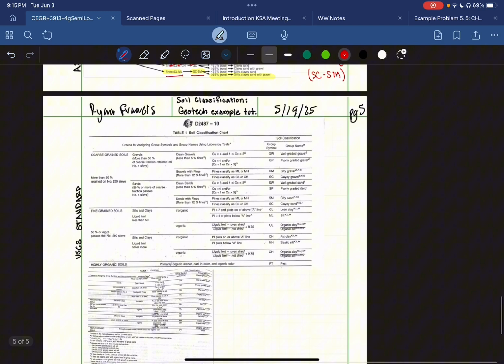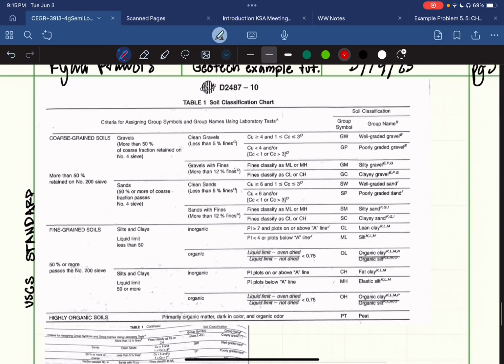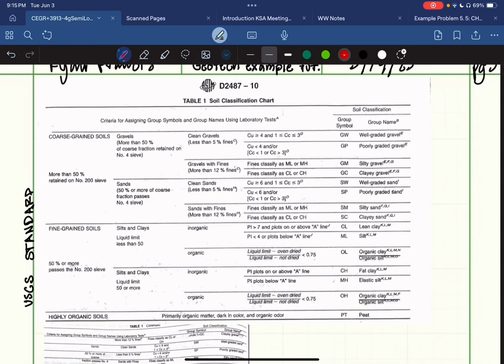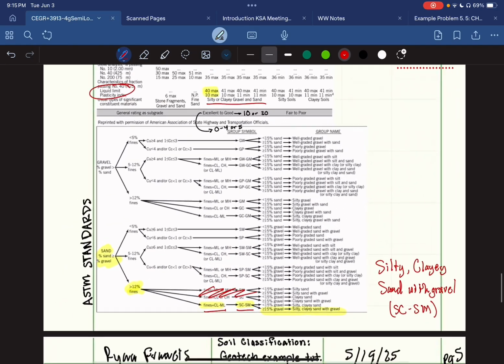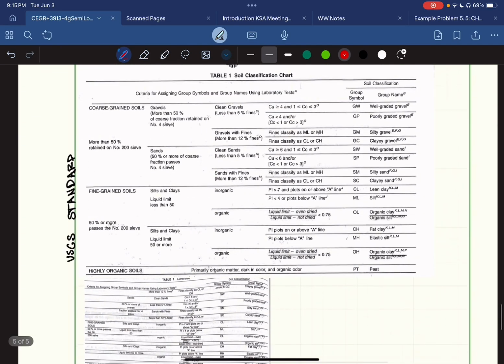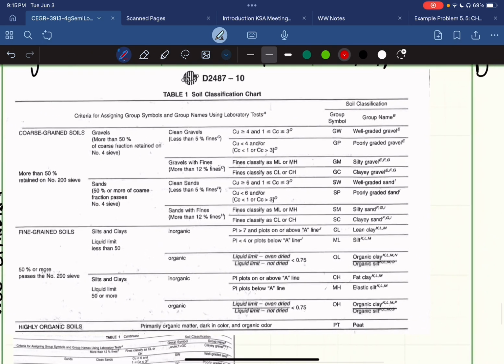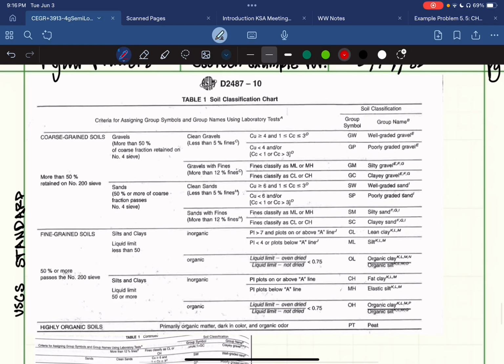Alrighty. So now we're on to our last soil identification or classification chart. This is the USCS standard. And I just want to reiterate, we're not dealing with organics. So we're just not going to assume anything here is organic. So this is basically like the ASTM one, but laid out a little bit more complicated, in my opinion. It's just set up a little bit weird.